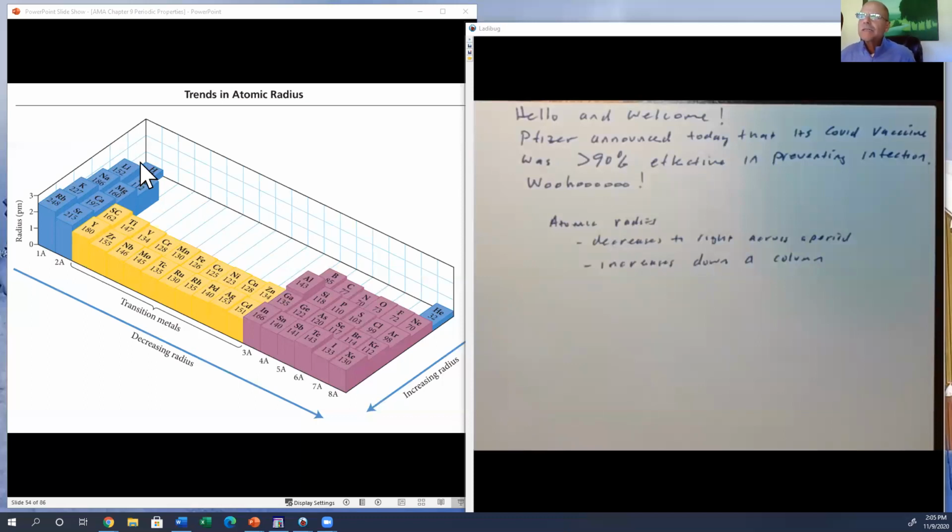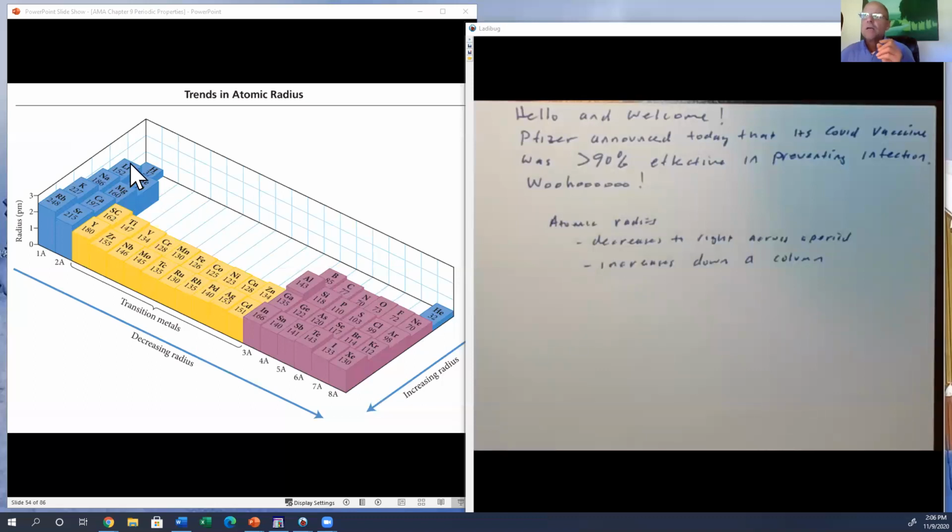Why does atomic radius get bigger as you go down a column in the periodic table? What do you think? The atoms are bigger, the nucleus, there's more protons and neutrons. It's not the nucleus, because remember, the nucleus is tiny, right? The nucleus is very negligible compared to the size of the atom. So what determines the size of the atom? Is it how many electrons? Right, it's the electron cloud, right?